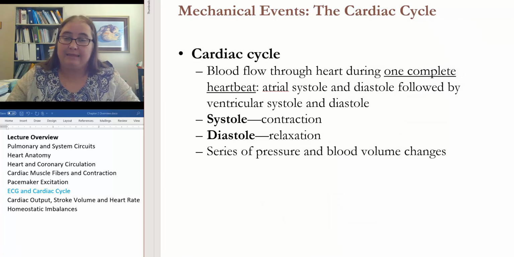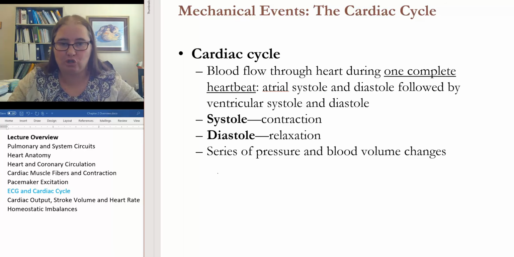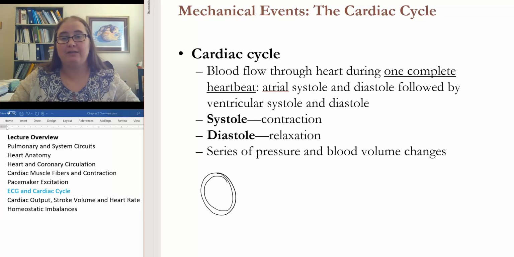Looking at the mechanical events of the heart, this is known as the cardiac cycle. The cardiac cycle is basically the blood flow through the heart during one complete heartbeat. It is essentially an atrial systole, which is contraction, followed by diastole of the atrium, which is relaxation. This is then followed by ventricular systole and ventricular diastole. Heartbeats are a circular event, so we have to designate somewhere as step one.